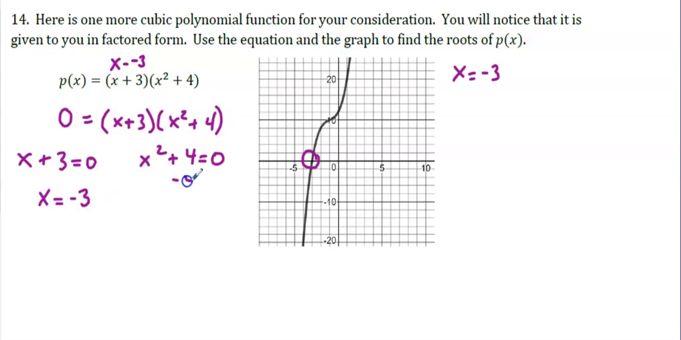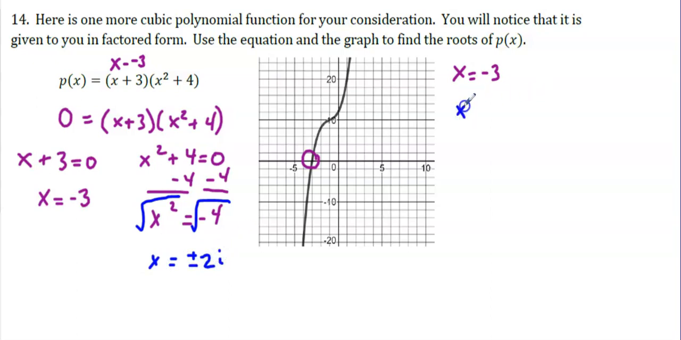Here, when I'm solving, I'll subtract 4 on both sides of my equation. X squared equals negative 4. When I take the square root of both sides of my equation, I'll get x equals a positive or negative 2i. So my other 2 roots, I have x equals a positive 2i and x equals a negative 2i.